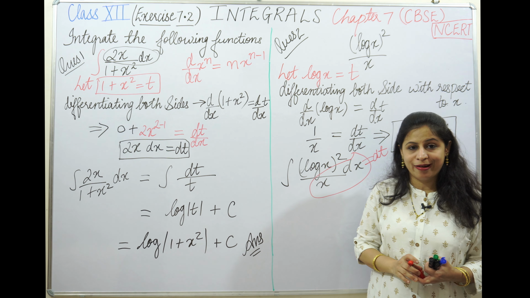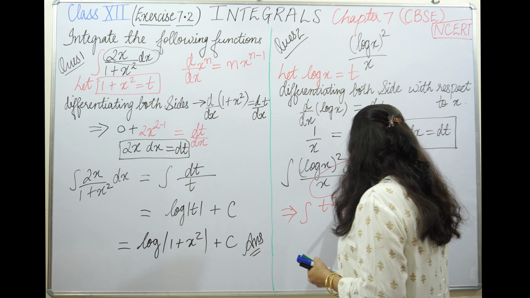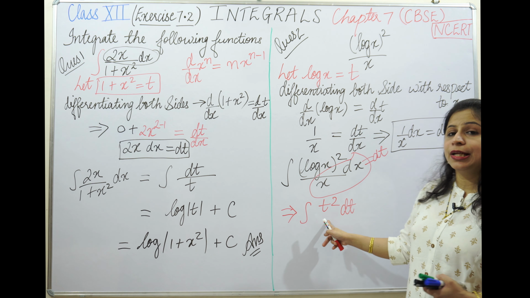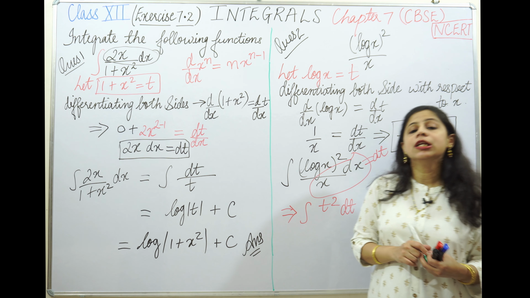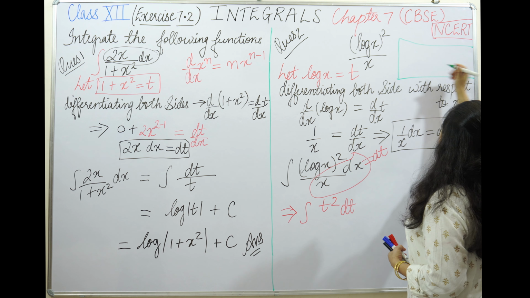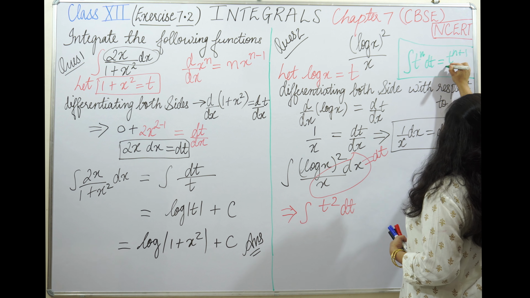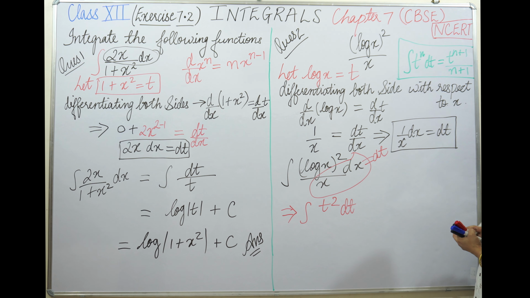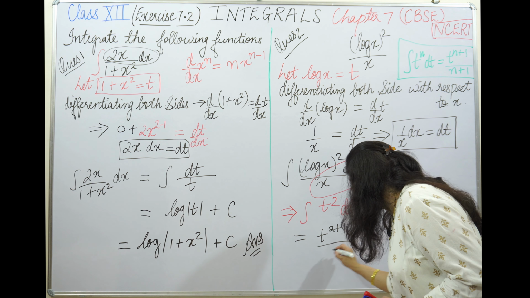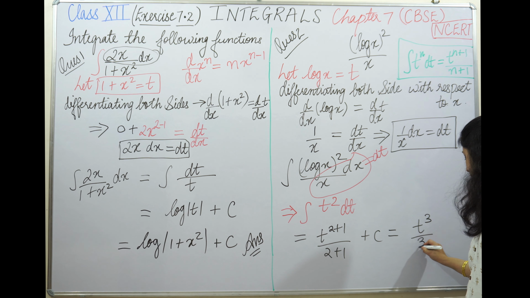So this will become t square. Okay. So now here comes the integration of t square dt. Integrating t square with respect to t. So integrating t to the power n, the formula is: integration of t to the power n dt is t to the power n plus 1 upon n plus 1, plus c. Okay, I am writing it over here. So when I integrate t square, I will get t to the power 2 plus 1 upon 2 plus 1, plus c. So ultimately the answer will be t cube upon 3 plus c.